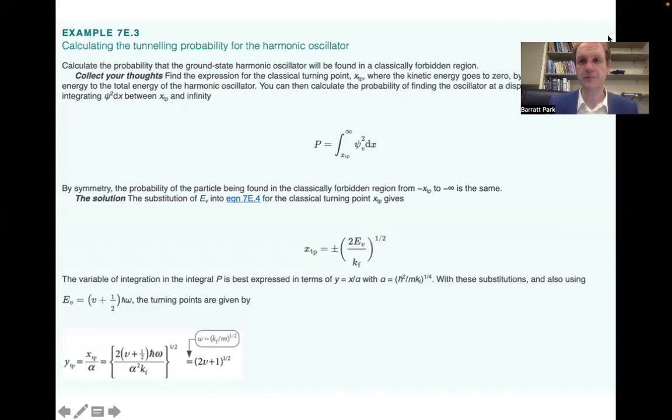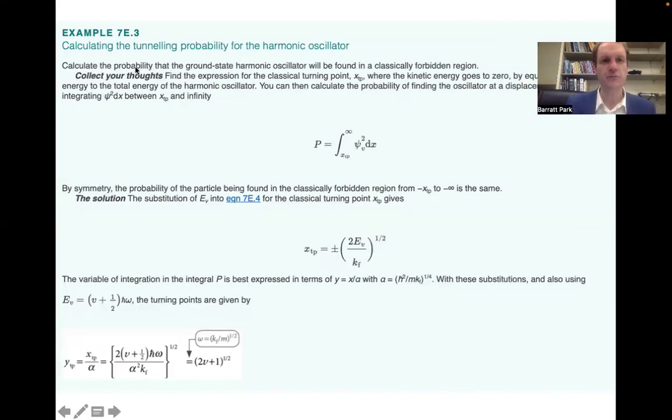So in this particular problem, our task is to calculate the total probability of finding a ground state harmonic oscillator in the classically forbidden region. Okay, so that means what's the probability of finding the particle at an x position either greater than positive x turning point or less than the negative classical turning point, right? So the probability of finding the particle at an x position greater than the turning point is just the integral from the turning point to infinity of the probability distribution dx.